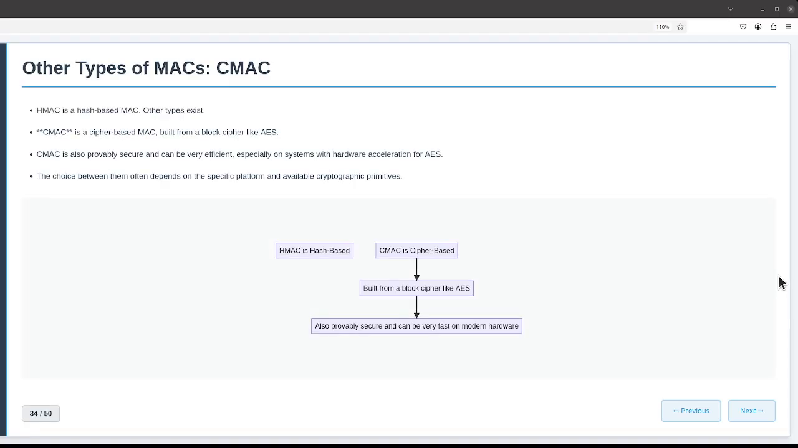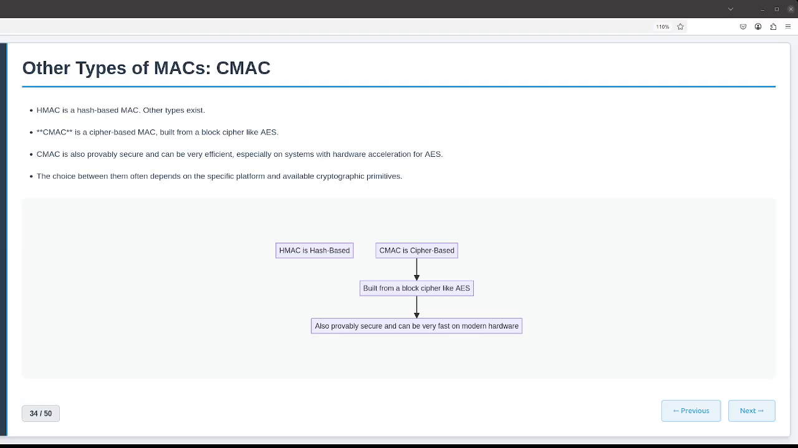Other types of MACs. CMAC. While HMAC is the most common hash-based MAC, it is not the only type. Another important standard is CMAC, or cipher-based MAC, which is built from a block cipher like AES instead of a hash function. CMAC works by encrypting the message in blocks, using CBC mode, and using a part of the final encrypted block as the tag. It is provably secure and can be very efficient on hardware that has AES acceleration.